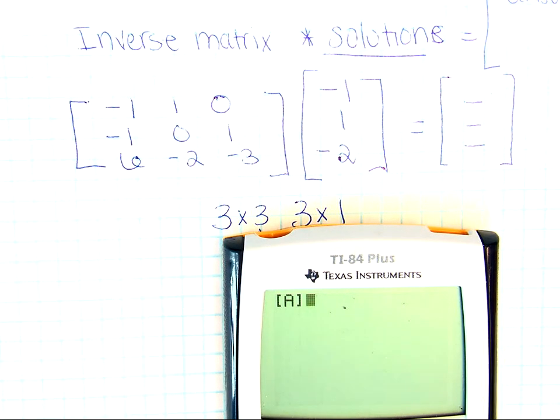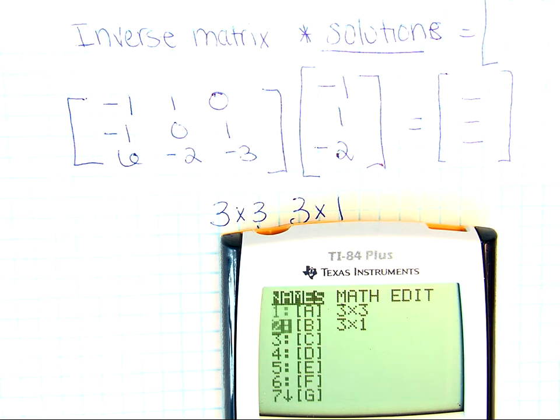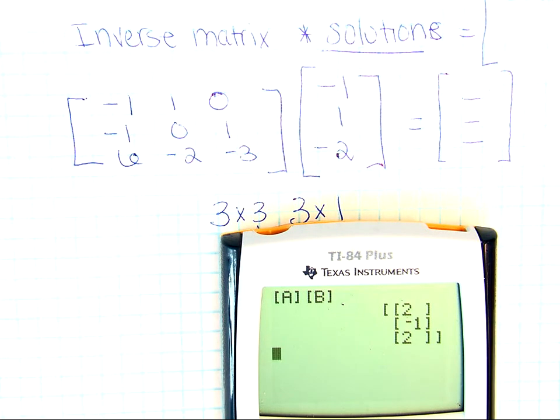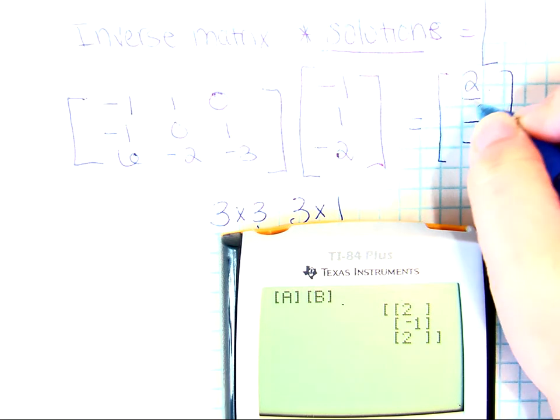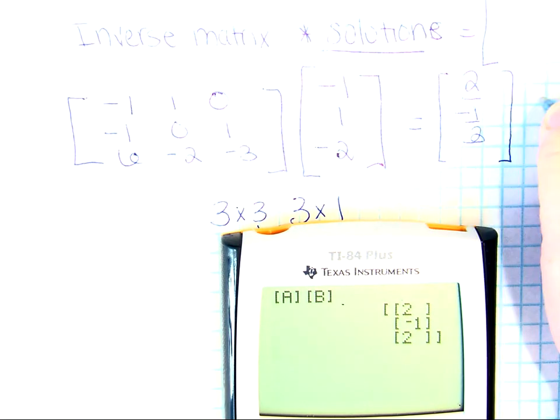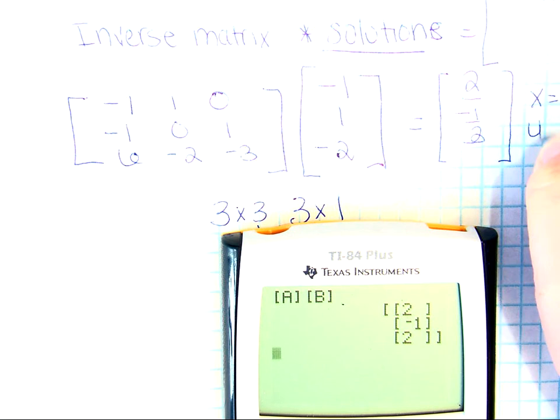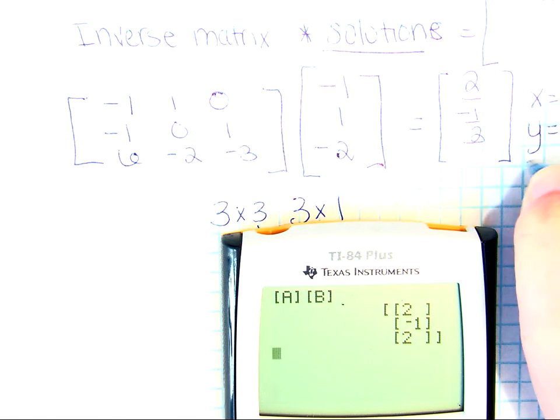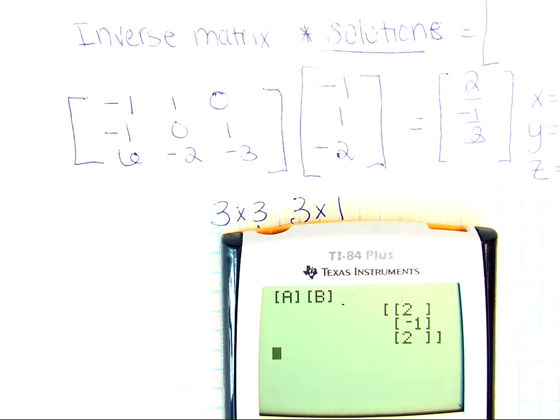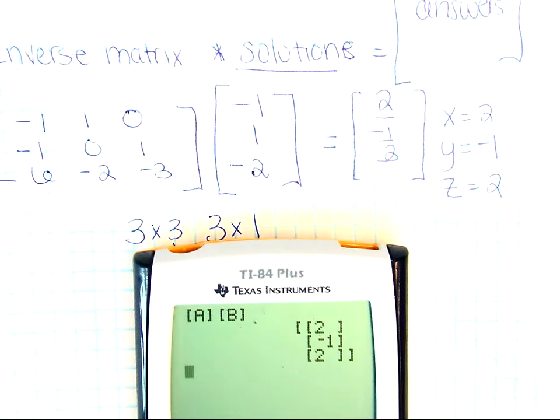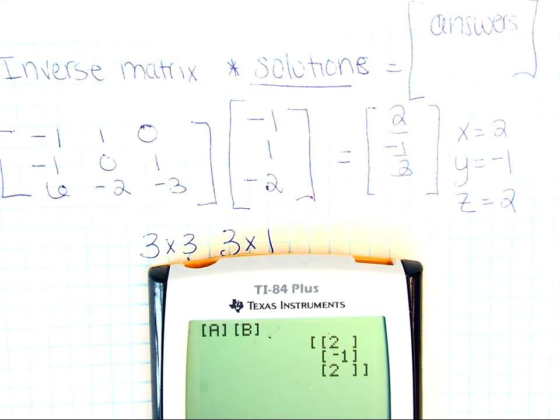I'm going to do matrix A times matrix B. I'm going to hit enter, and there are my solutions to that system. So 2, -1, 2. So x is equal to 2, y is equal to -1, and z is equal to 2. Okay, so that was the process of how you solve a system by inverse matrices.